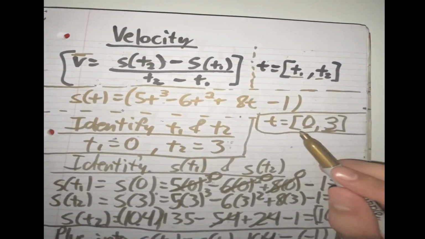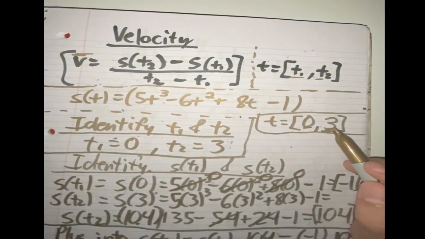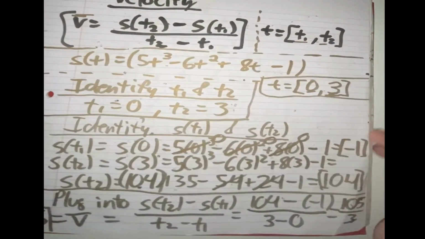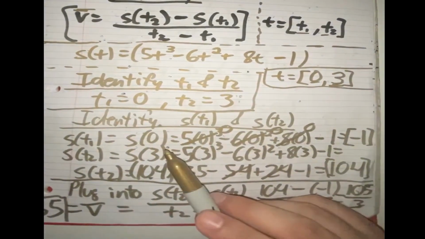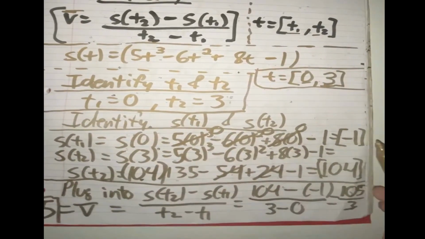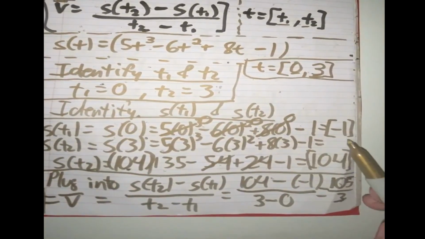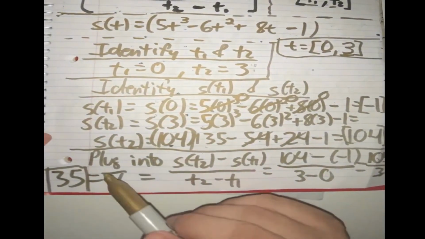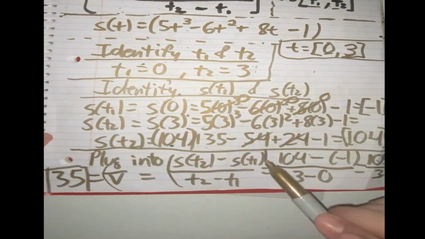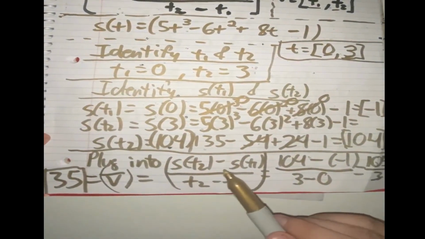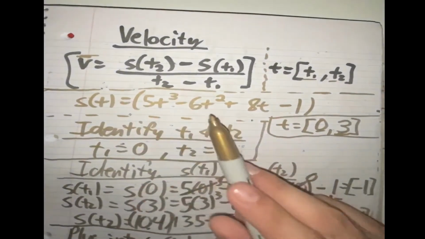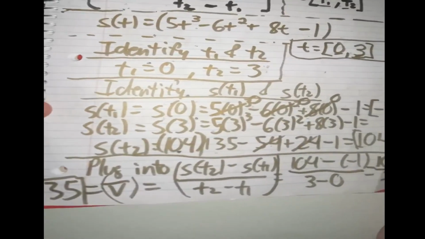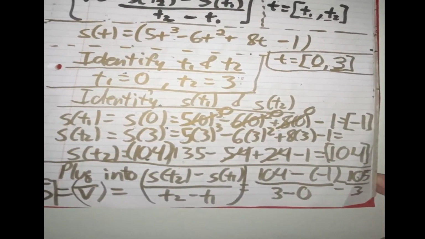So step 1, identify your t1 and t2 and identify your function s of t. Step 2, plug in t1 and t2 so that way you can get s of t1 and s of t2, which we got to be negative 1 and 104. Step 3, we plug it into the average velocity change formula, which is this one right here, as I also have it up here. And after we plug it in and do all the arithmetic, we came out with 35 as our final answer.